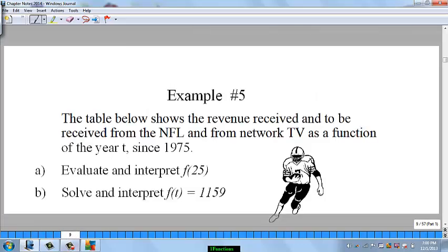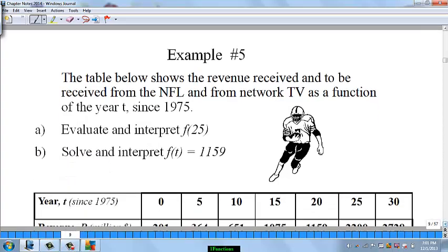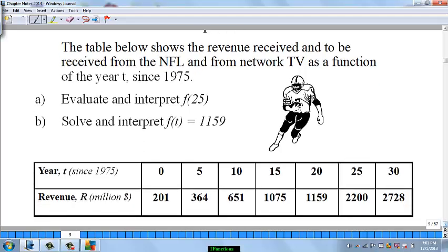Alright, now let's look at some tables here. The table below shows the revenue received and to be received from the NFL and the network TV as a function of the year T since 1975. So when time is 0, this is since 1975. So 0 really stands for the year 1975. This is 1980, 1985. Okay, so time is 0 right here. So what they want to know is evaluate and interpret f of 25. Well, f of 25 is, here's my 25. I look down here and it's 2200.